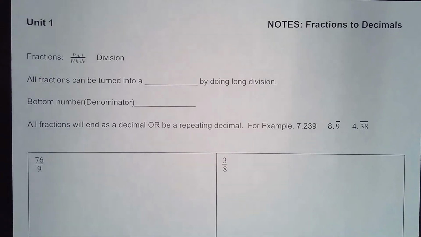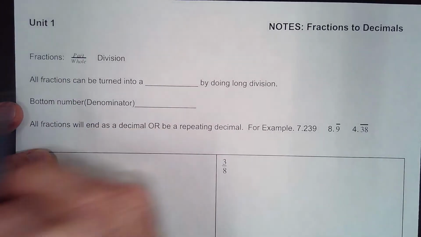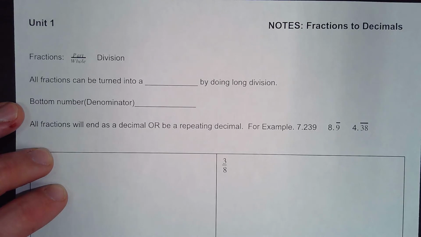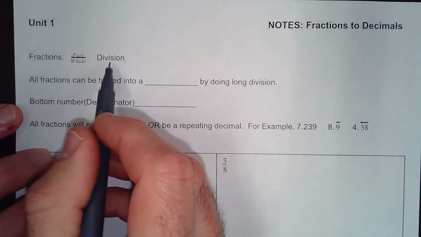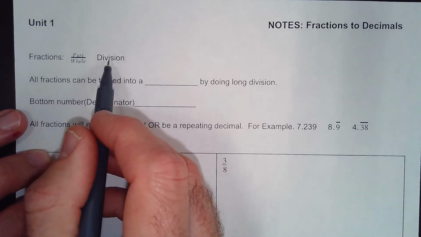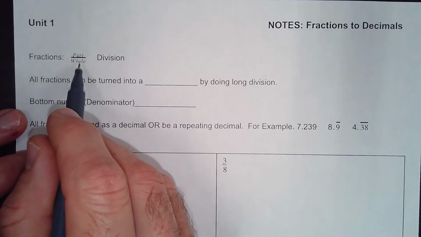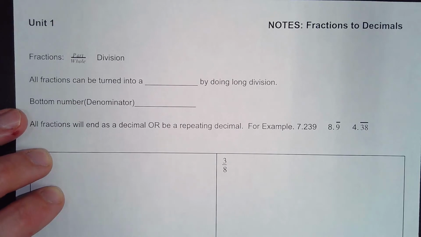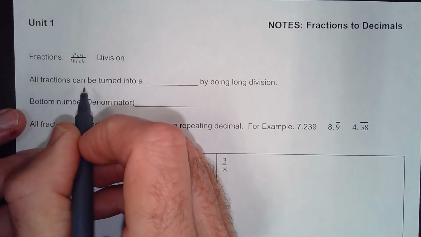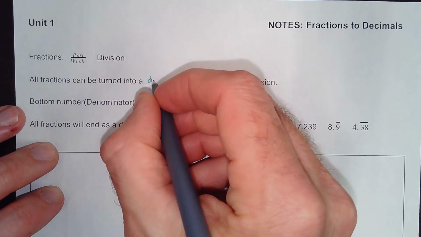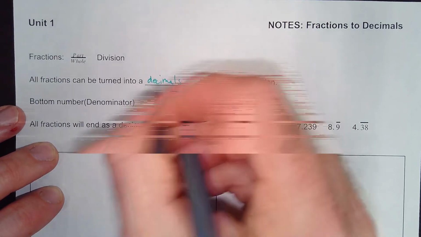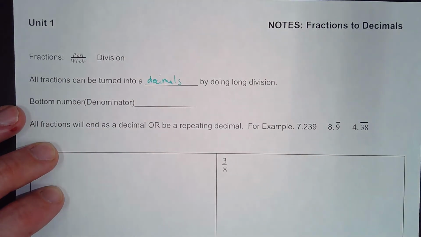So first of all, we can think of a fraction as a part divided by a whole. It's important to know that of fractions. It's a part divided by a whole. And that tells us that it's a fraction, it tells us it's division. It would be the numerator divided by the denominator. All fractions can be turned into decimals. So that's true for every fraction.